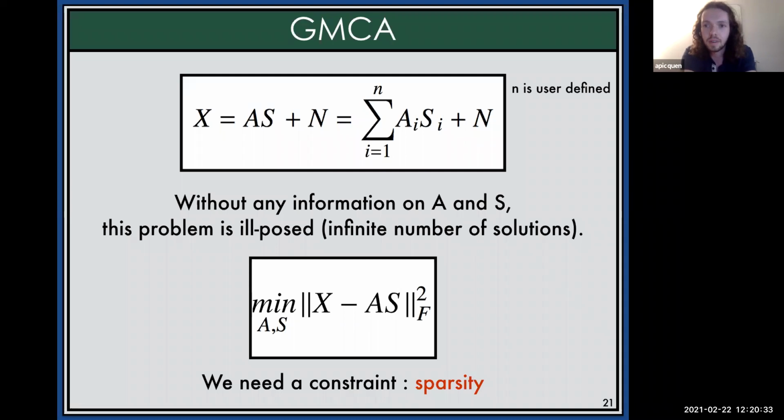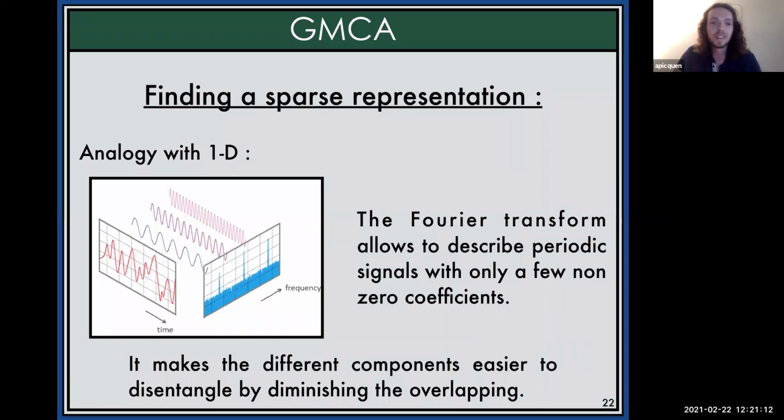So we have this assumption that we have a linear decomposition, so images multiplied by spectra, and we postulate that there are n components. N is the number of components, and it is user defined. But apart from this number, everything is without any physical knowledge needed. And if we don't have any information about A and S, the problem is ill-posed, so we need a constraint to solve it. And this constraint needs the concept of sparsity. So I will introduce it.